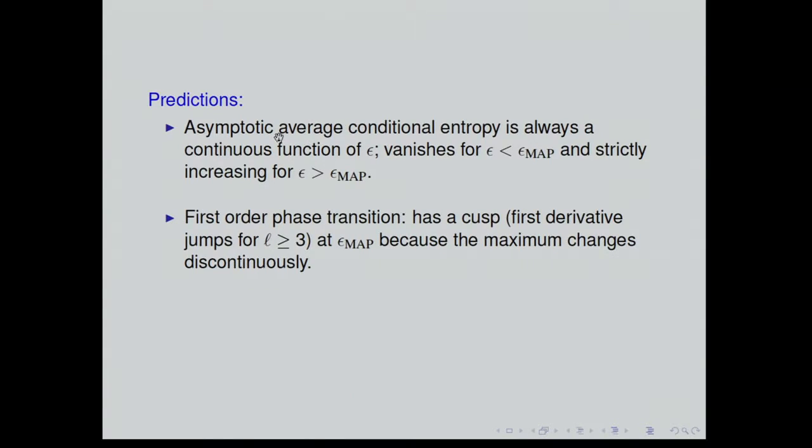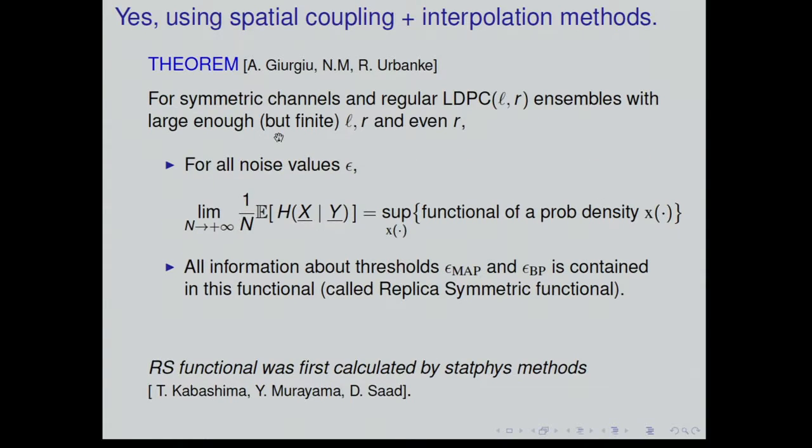Okay, so the predictions of this formula are the following. Basically, this curve here as a function of epsilon is a continuous function. It is 0 from epsilon equals 0 up to epsilon MAP. That's the information theoretical optimum threshold. And then it's positive, but it's always continuous.